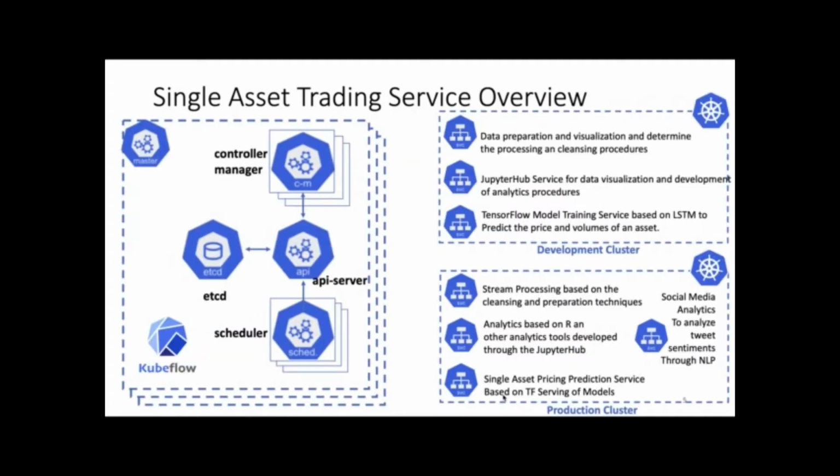In this slide, we're showing an example of developing production clusters. For example, on the development side, the TensorFlow model will be driving the training service based on long short-term memory to predict the price and volume of an asset. While in production, we'll be deploying this model at scale.